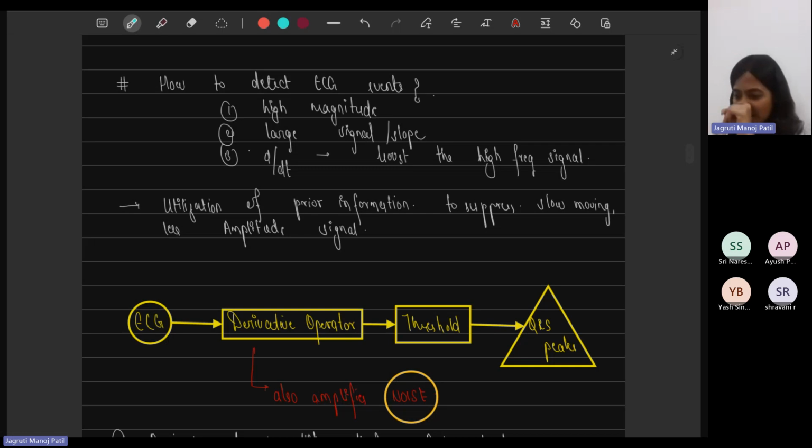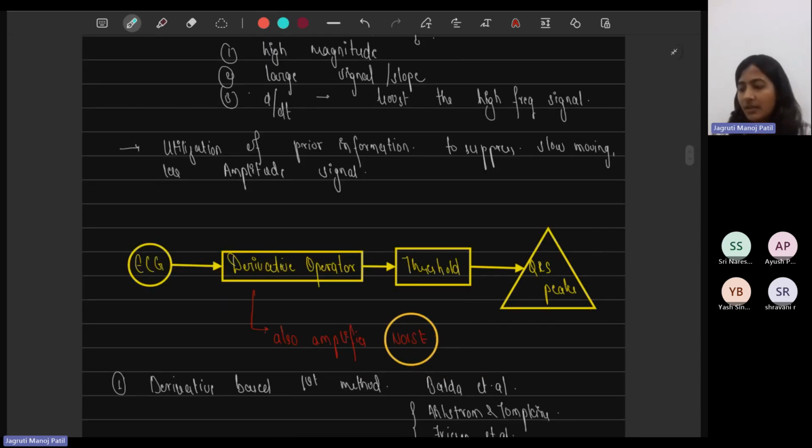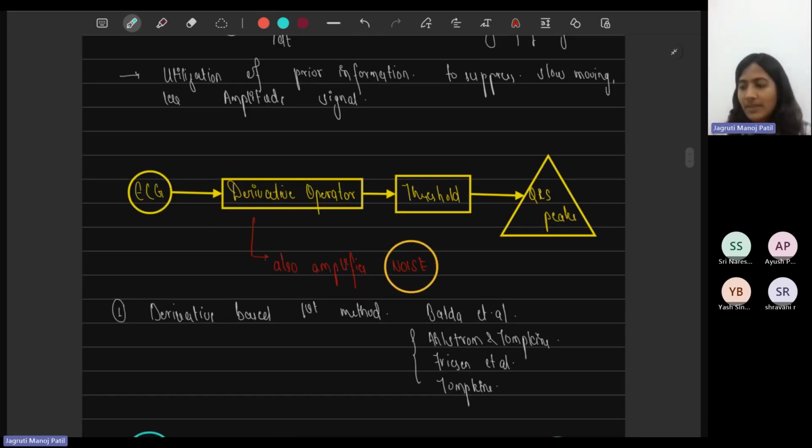So for ECG, initially what we do is take the signal and do the derivative, but be aware that using the derivative will also amplify your noise, as I said previously. Then we give some threshold. Now this threshold can be based on your maximum peak of the signal, say half of the maximum peak, so that you don't overestimate your signal. You always want to be within the limit between underestimation and overestimation, so that you get your signal properly. And then you detect the QRS peaks. That's it. So this is the derivative-based first method.